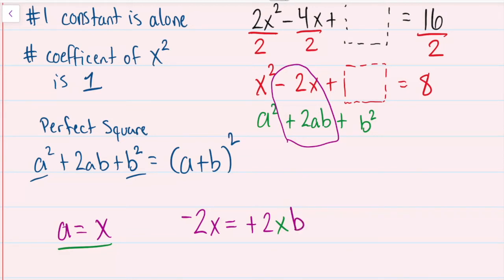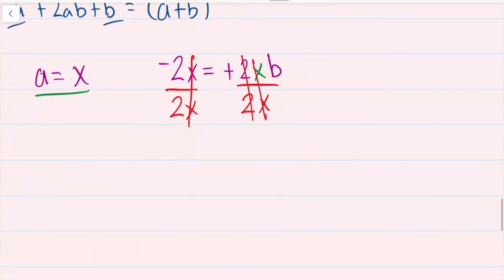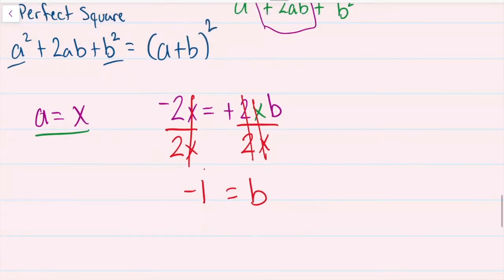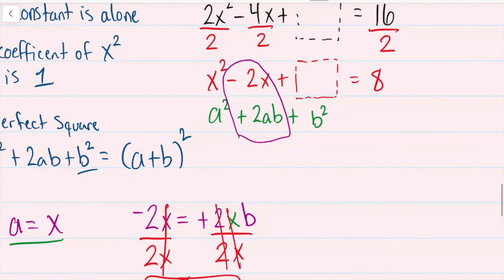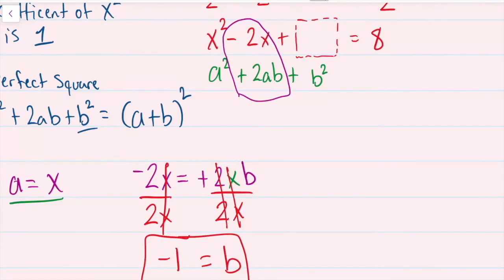And let's find b. How do we leave the b alone? Simple. Divide by 2x on both sides. The x's cancel. So my b is equal to negative 1. You found b, guys. Congratulations. Well, if we know this is a b squared, what's negative 1 squared? So, in fact, the square you're going to complete here is actually going to be a positive 1.